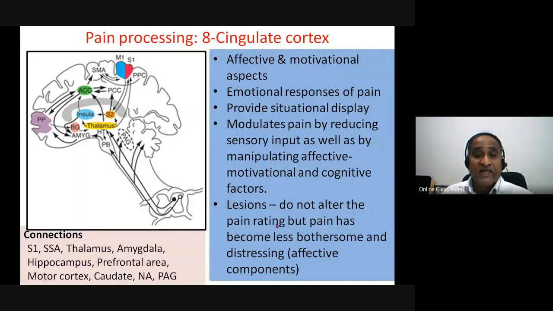Lesions do not alter the pain rating. Pain rating is done at the S1 level, this pink one. This is the magnitude or the intensity of the pain. Maybe they are done with S1 and a part of the insular cortex, so lesions will not alter that. But because you have removed this part, the pain has become less bothersome. It does not bother him. He will say, okay, pain is there, but it does not hurt me, it does not bother me. That means it is not bothering him psychologically. So this psychological component of the pain is processed here in the anterior cingulate cortex. This is an affective component.